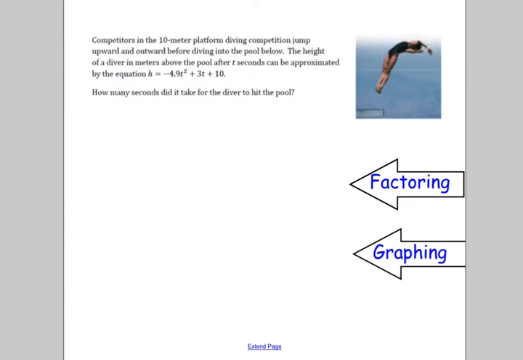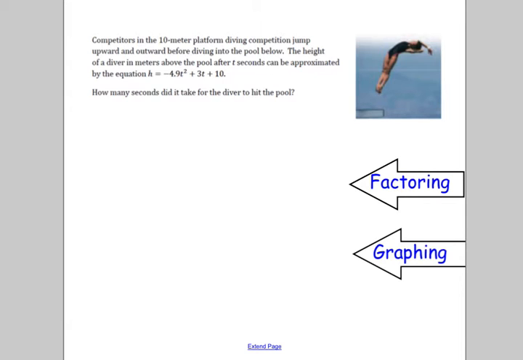Competitors in the 10-meter platform diving competition jump upward and outward before diving into the pool. The height of a diver in meters above the pool after t seconds can be approximated by the following equation. H is equal to negative 4.9 t squared plus 3t plus 10. It asks how many seconds it takes for the diver to hit the pool.